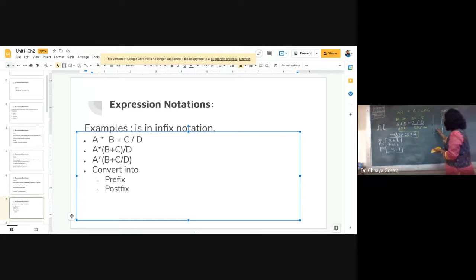This value you are going to put into the stack and start reading next. Next is C, then D, put C and D into the stack. As soon as you get the operator, the operator is slash, it works on only two operands, because slash is a binary operator. So C and D. Value of C is 30, value of D is 5. So 30 divided by 5, which is 6. Put this result into the stack. Now read again, you are getting an operator plus. So read these two operands, 200 and 6, you will get a result 206.